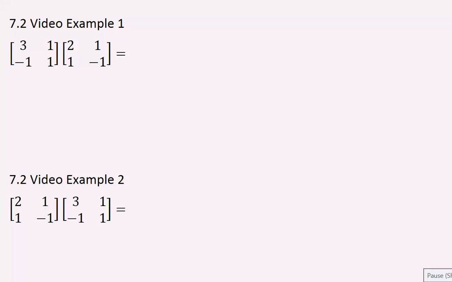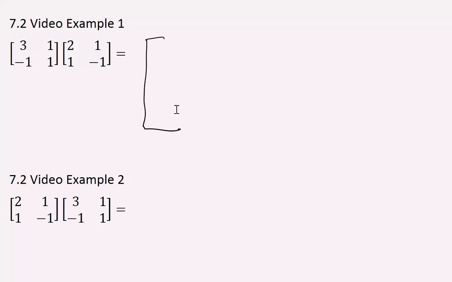We have a number of example problems from section 7.2. We'll start off with these video examples where we consider the multiplication of square matrices. In the case of these first two examples, we'll be working with 2 by 2 matrices and finding the product. So let's start with example 1.